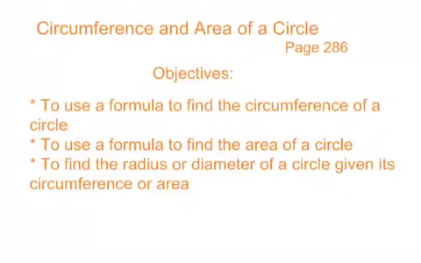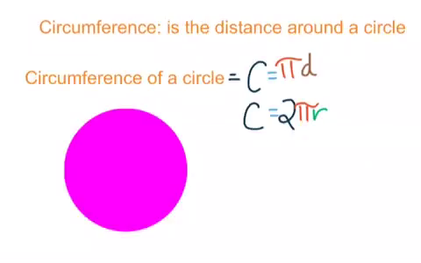So we're going to use a formula to find the circumference of a circle, use a formula to find the area of a circle, and then find the radius or diameter of a circle given its circumference or area using algebra equations. All right. The circumference is the distance around a circle.